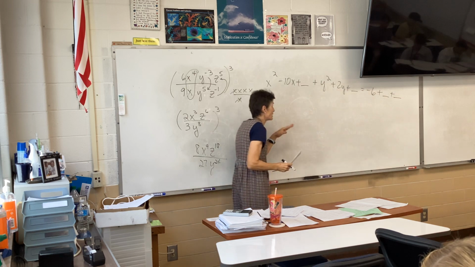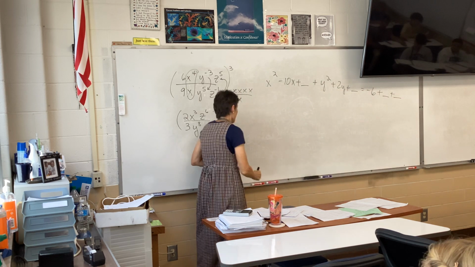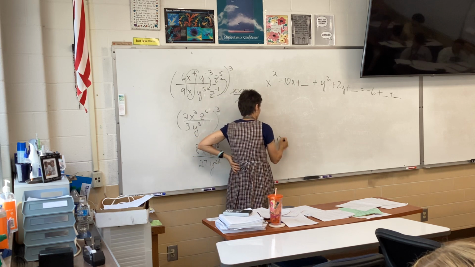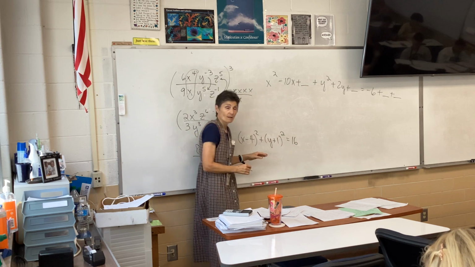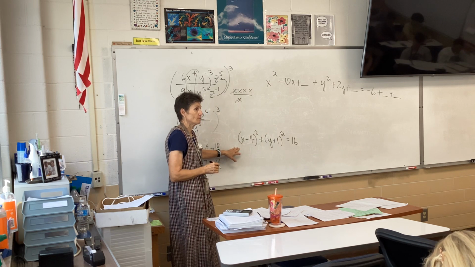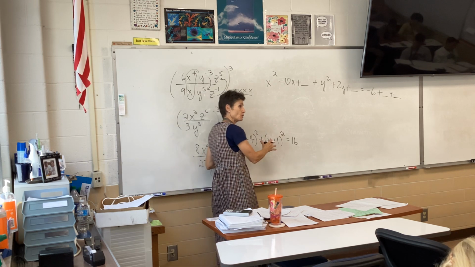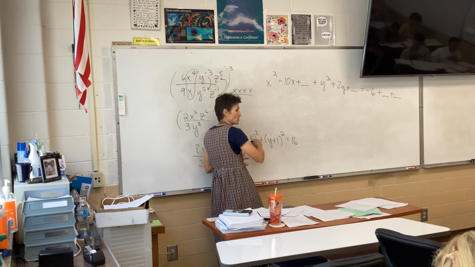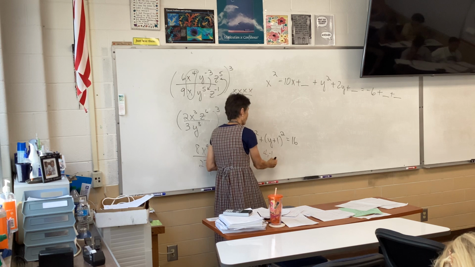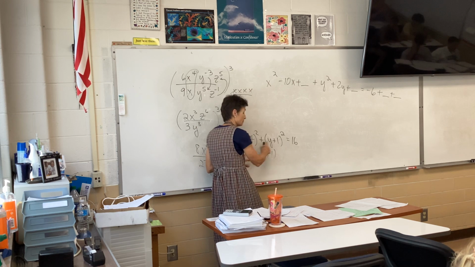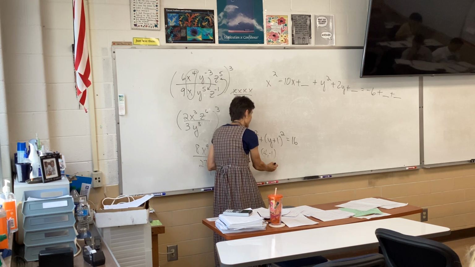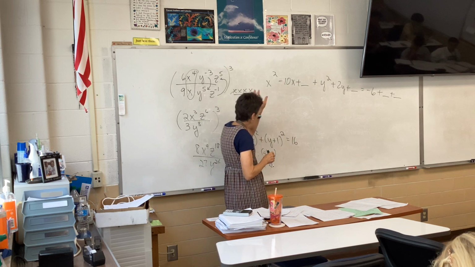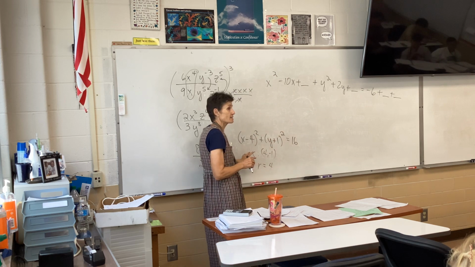I rearranged my equation a little bit because I need to get it looking like this. That's the standard form of a circle. If I can make my equation look like this, I know the center. This is a different equation, but the center of this one is 4, -1. And the radius is the square root of that, okay? So I gotta get that mess looking like this.